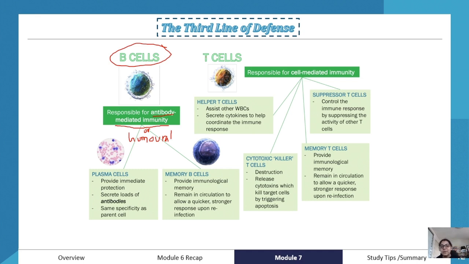So B cells are responsible for antibody-mediated immunity, or humoral immunity. That is the role of the B cells. Now let us look at the T cells.